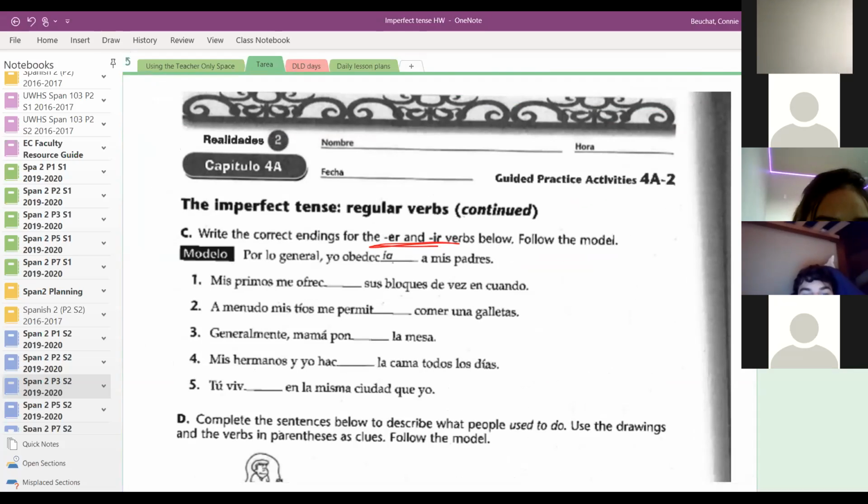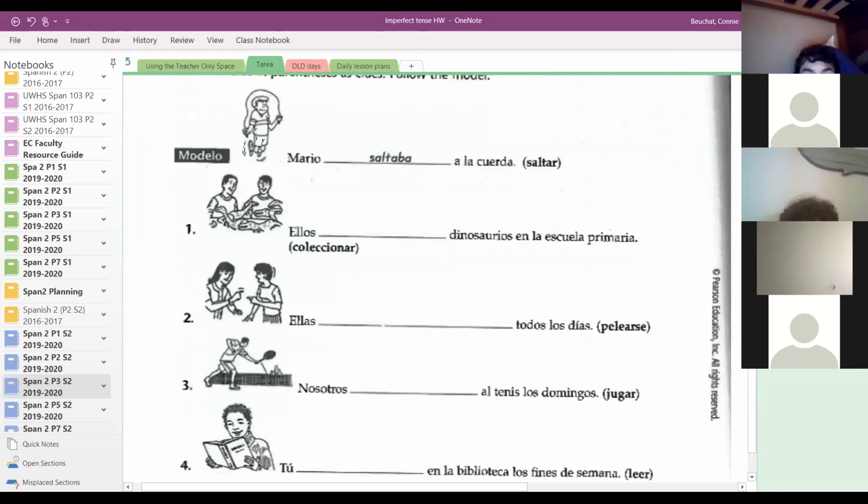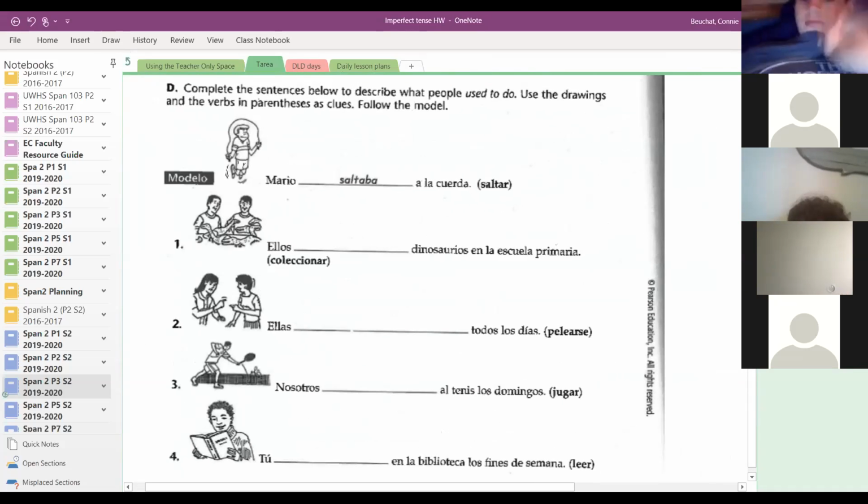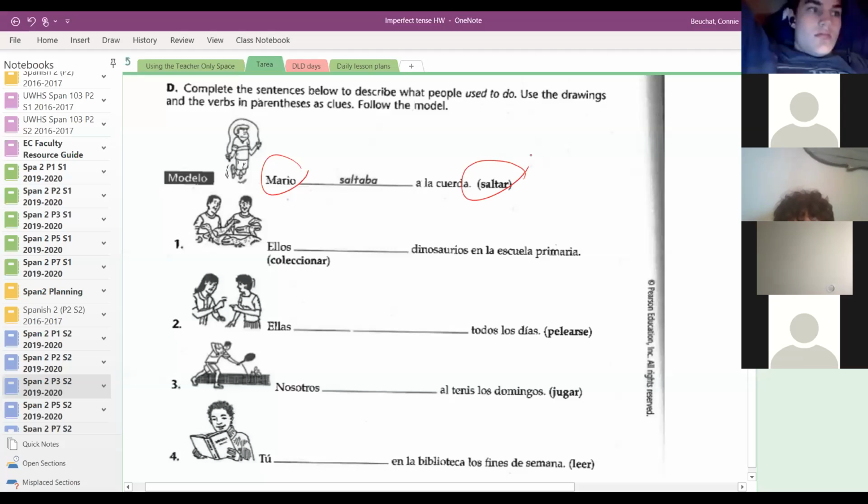Yes. Now, letter D is a little bit different, but it's not super difficult. So look at the model. We have Mario, which is he, and then we have saltar, which is jump. They're asking us to conjugate saltar in the imperfect for he. That's how we get saltaba.